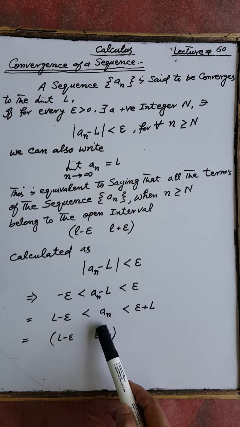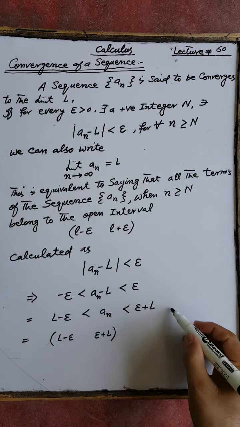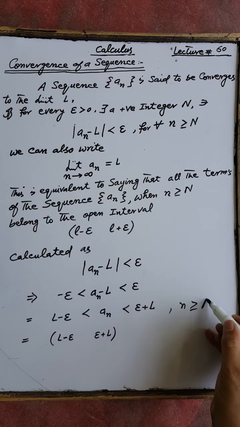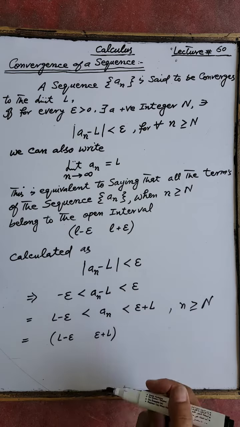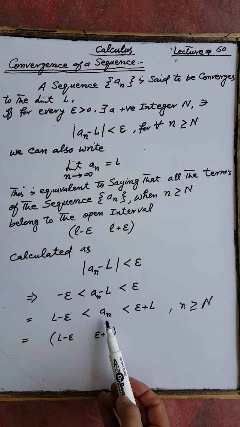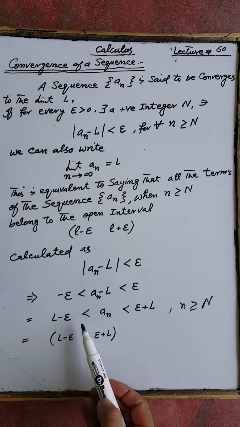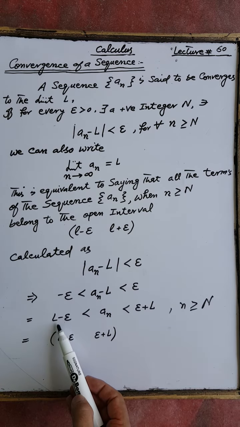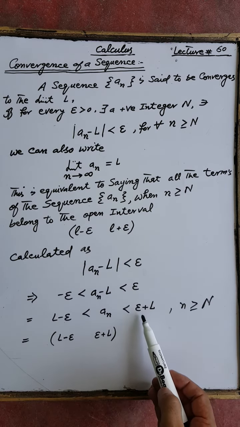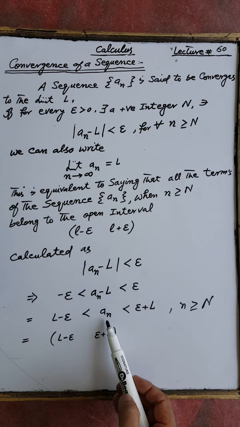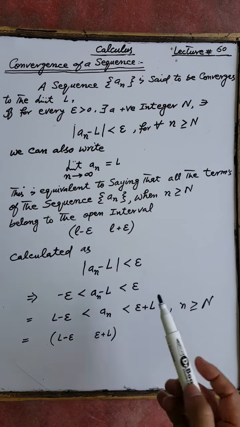That is, all the terms of the sequence a_n when n is greater than or equal to N are such that a_n is greater than L minus epsilon and less than L plus epsilon. That is, all the terms of the sequence a_n belong to this open interval.